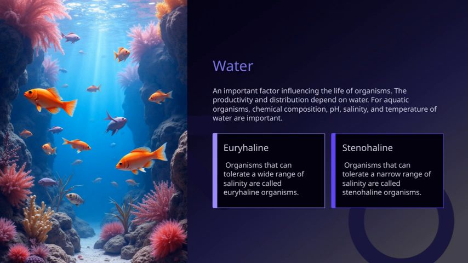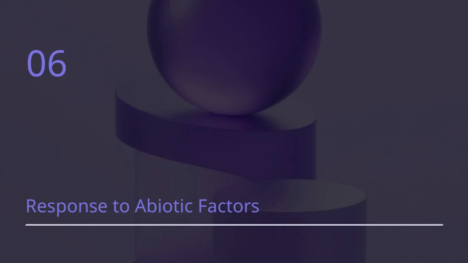Water quality, including its chemical composition, pH, temperature, and salinity itself, plays a vital role in determining where different organisms can thrive. Ultimately, the productivity and distribution of aquatic organisms depend heavily on these water conditions. Recognizing how organisms adapt to or tolerate various water parameters helps us better understand the complexity of aquatic ecosystems and their overall health. Now, let's talk about how organisms respond to abiotic factors.